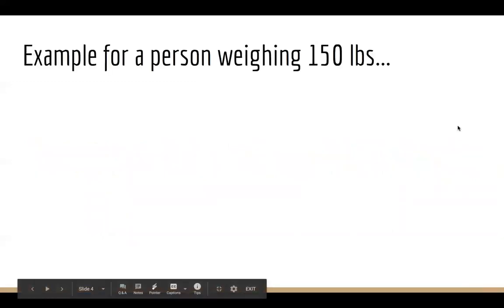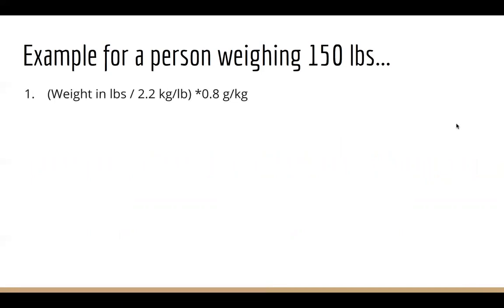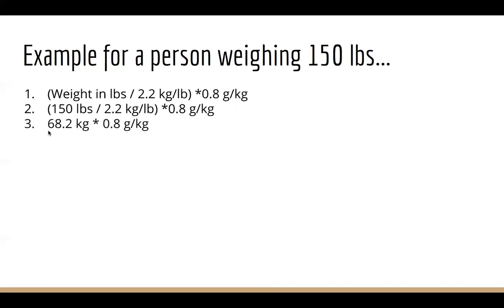So let's look at a person who weighs 150 pounds. Again, we have our formula here, and we're going to insert 150 pounds right here for weight in pounds. What we first need to do is convert the person's weight from pounds into kilograms. We do that by dividing 150 pounds by 2.2 kilograms. When we do that calculation, we're going to get 68.2. This is rounded up from 68.18.